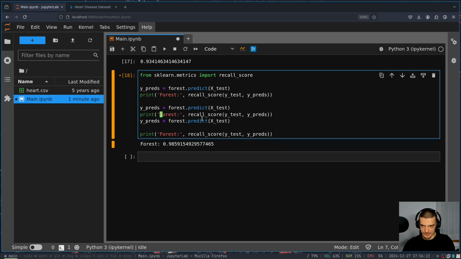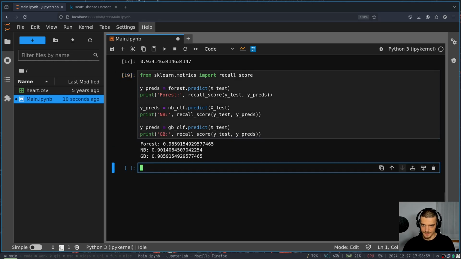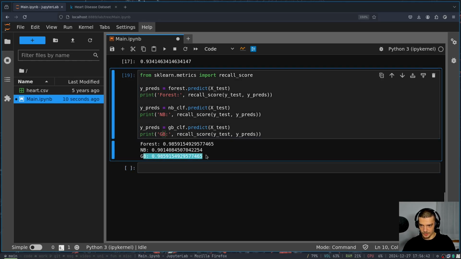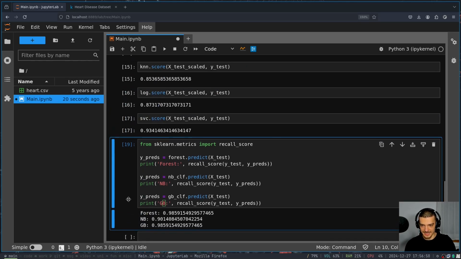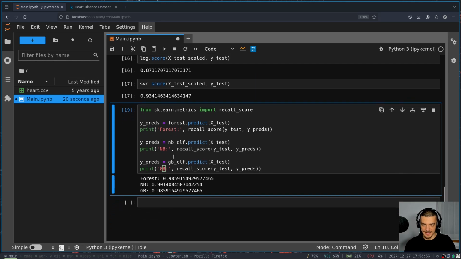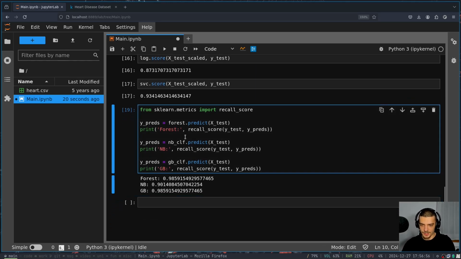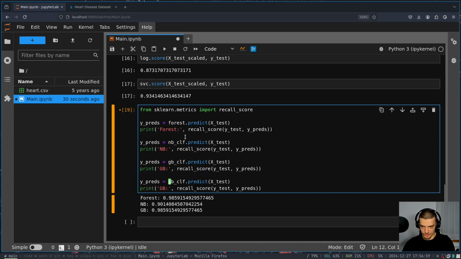But we're going to change this now to be equal to, what was the other one? Naive Bayes classifier, NB. Then I'm going to change this to gradient boosting classifier GB. And we can see that the recall for the gradient boosting is actually the same as the one for the forest. So if we care about this, they are actually the same. But of course, the forest has more accuracy, so probably it has higher precision as well. And now we can go ahead and copy this and do the same thing for KNN, but this time with the scaled data.